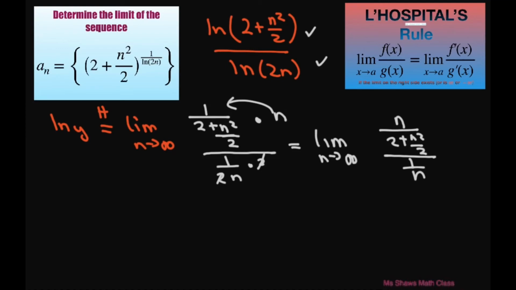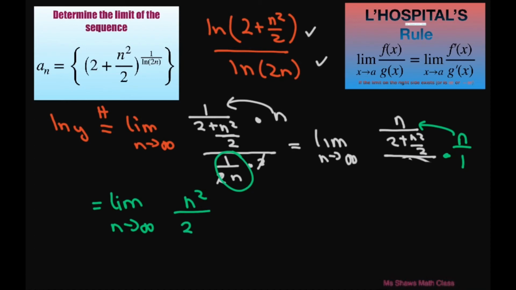So now, instead of dividing by 1 divided by n, let's just multiply by the reciprocal, which is n divided by 1. So this is going to give you the limit as n approaches infinity of n squared, multiplying those two, divided by 2 plus n squared divided by 2.